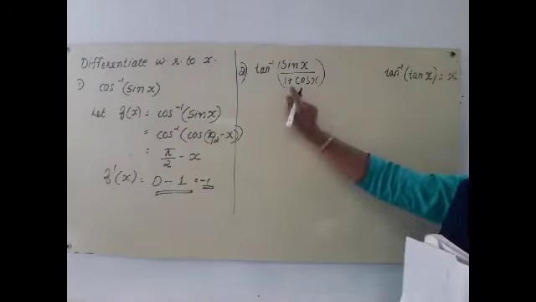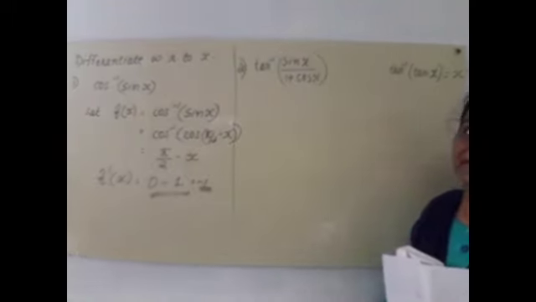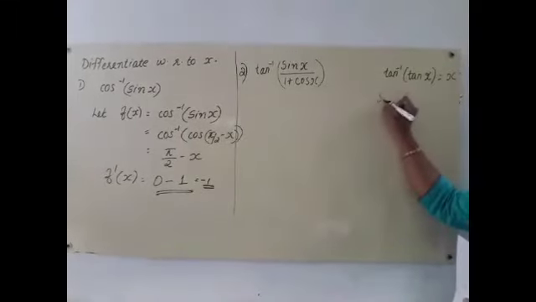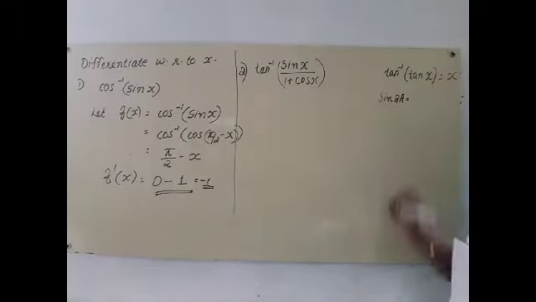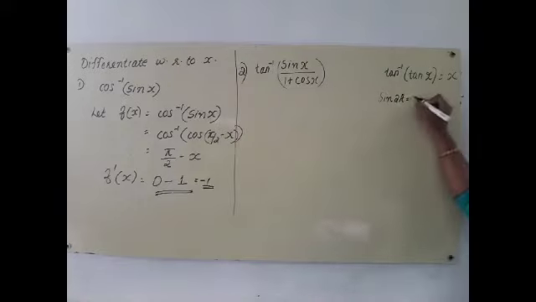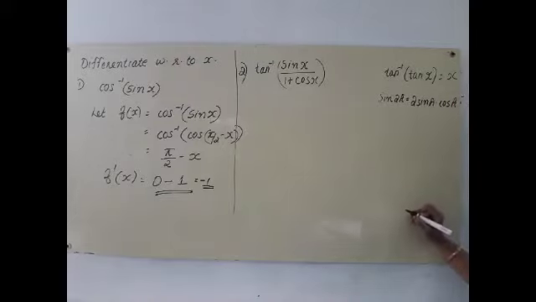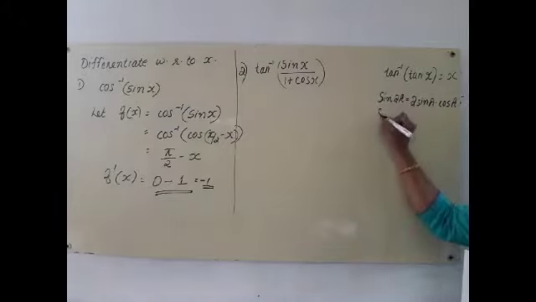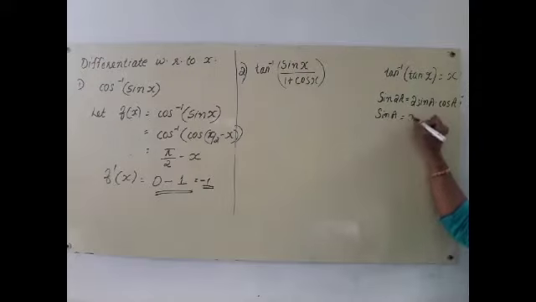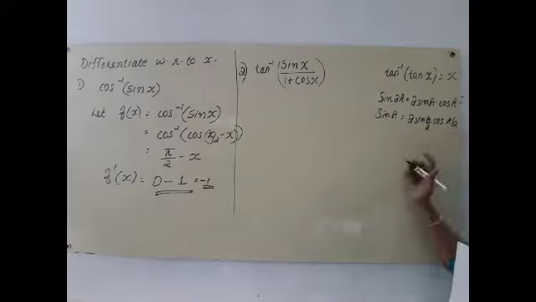So sin x by 1 plus cos x, we have to write in terms of tan. How do we write that? Listen here, we have studied trigonometric identities. Sin 2a is equal to 2 sin a cos a. Here the angle is halved, so sin a is equal to 2 sin a by 2 cos a by 2.